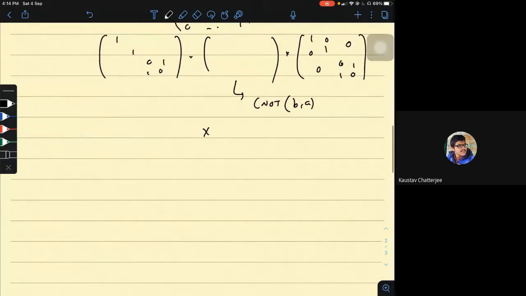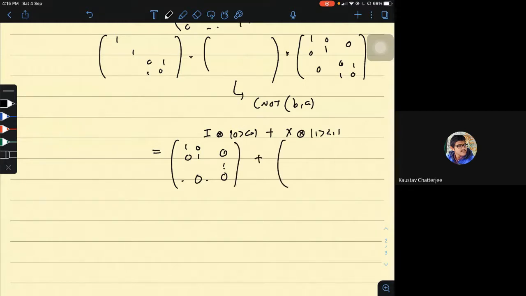X. So the operator is given in the operator form. We have I tensor product with ket 0 bra 0 plus X tensor product with ket 1 bra 1. So if I expand this, I get this as of the form 1, 1, 0, 0, and zeros everywhere. The 4 by 4 matrix. And if I expand this, I again get 0, 0 here, and I get, oh sorry, I made a small mistake.